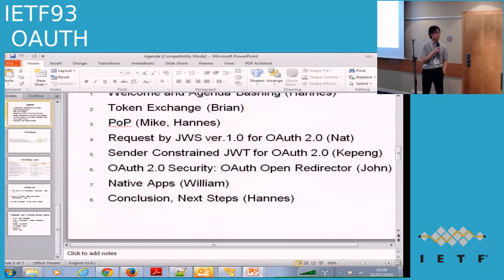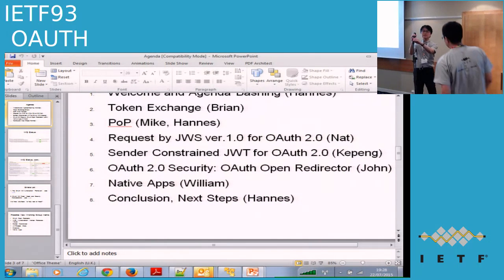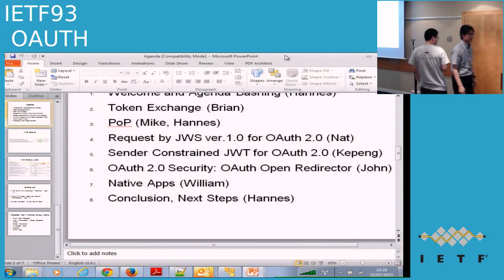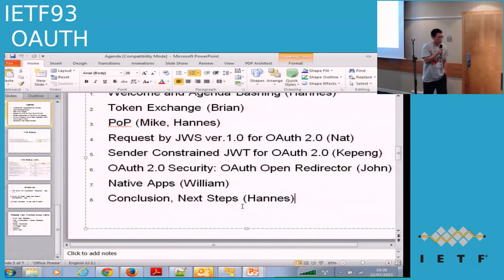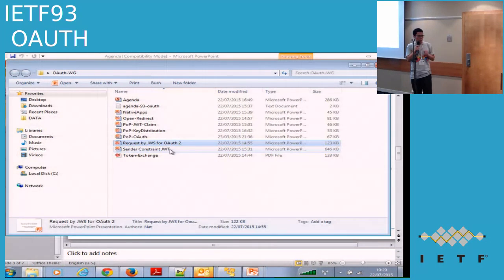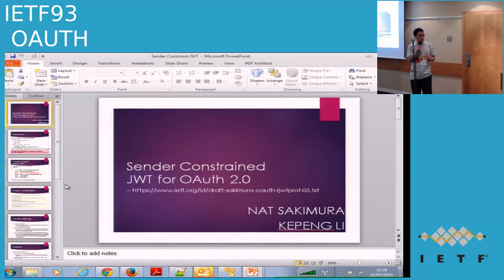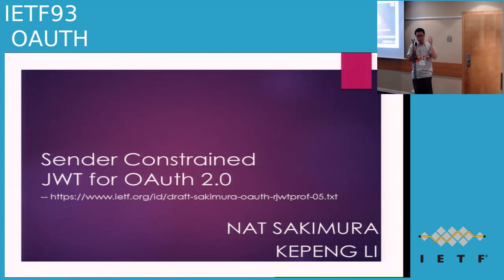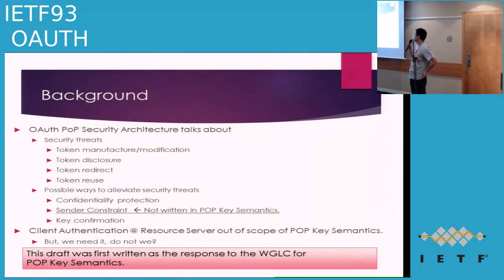Okay. So basically, Mike just introduced the PoP semantics draft, and in that draft it mentions the key confirmation method. The background is that the security architecture draft talks about some security threats and the possible ways to address them. One is sender constraint, and the other is key confirmation. Key confirmation is mentioned in the PoP semantics draft, but sender constraint is not mentioned. So that's why we provide this draft.